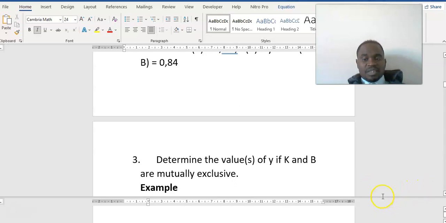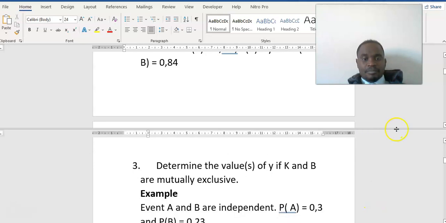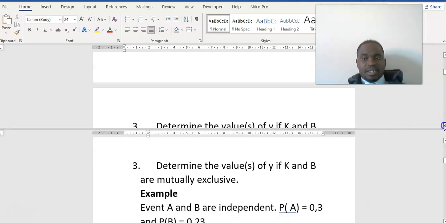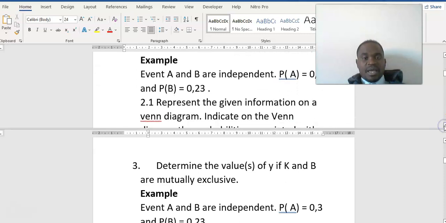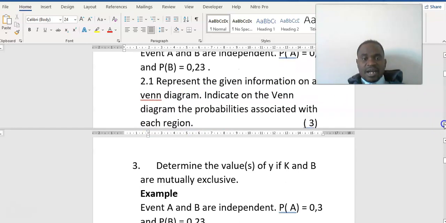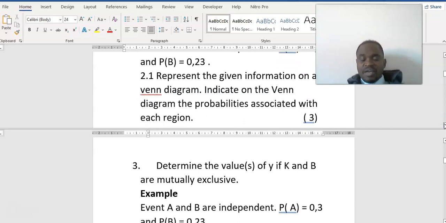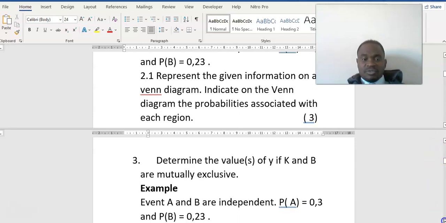Now we are going to look at the next example, which is also a past question paper. Our next example is: events A and B are independent. Probability of A is equal to 0,3 and probability of B is equal to 0,23. Represent the given information on a Venn diagram. Indicate on the Venn diagram the probabilities associated with each region. It means we must fill every region.